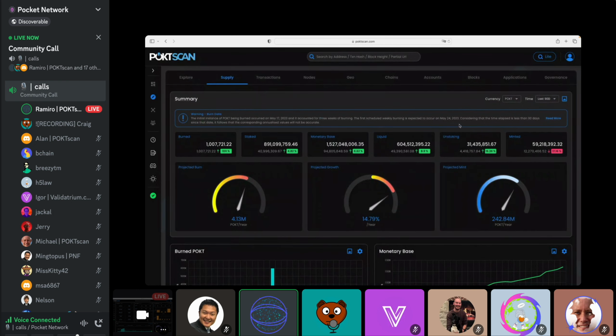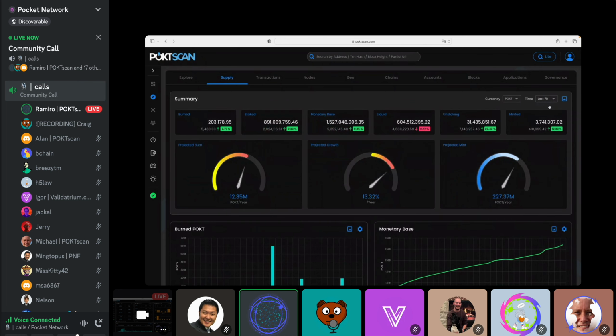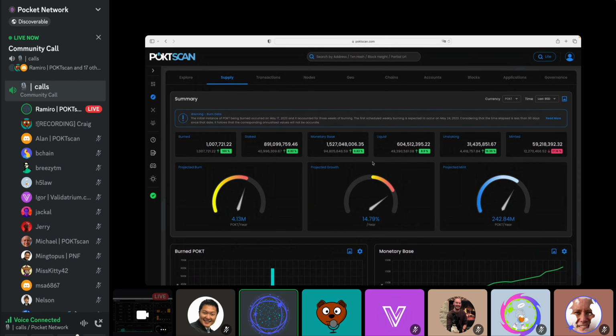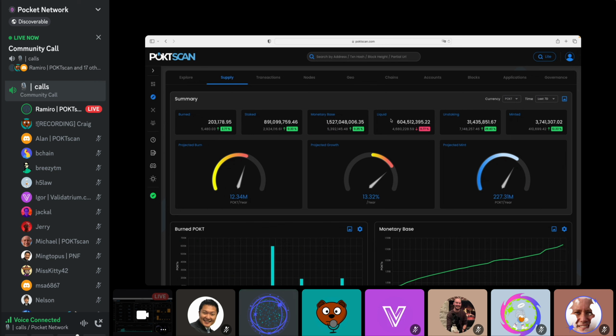So for this presentation, we will use the 7-day period. The main problem that you see is the total burning projections. Here it is 12 million Pocket, but if you choose 90 days, it's much lower, it's 40 million. That's because there's not enough information to do a good projection. But nonetheless, we'll use 7 days for everything that I will show you today.